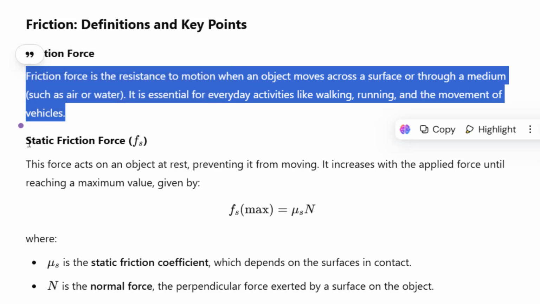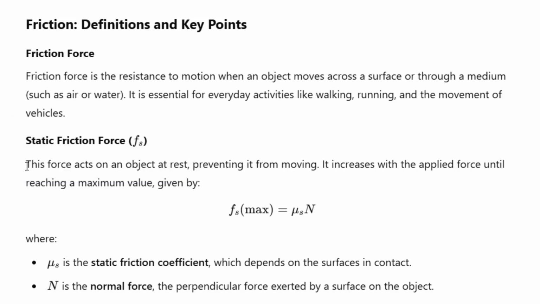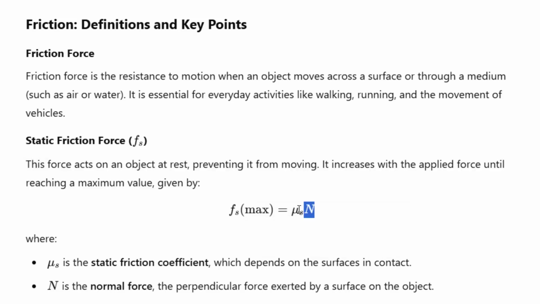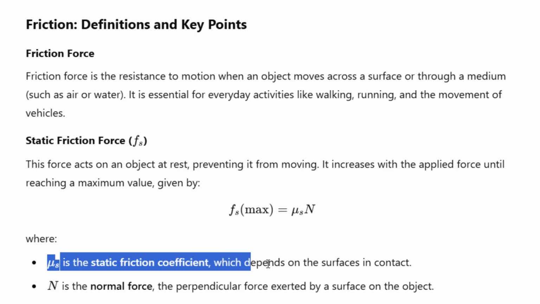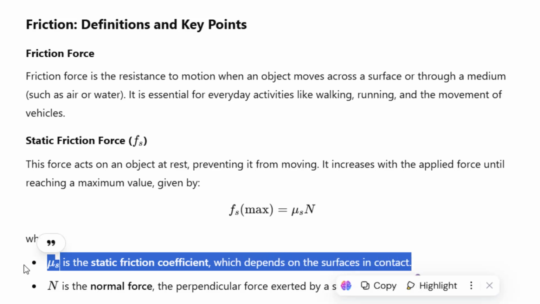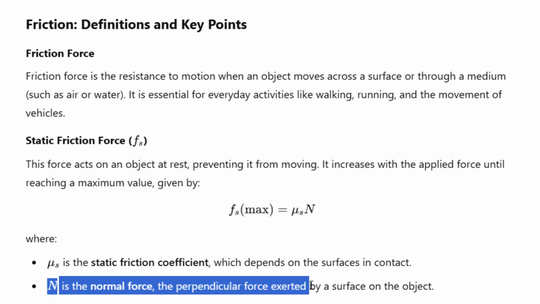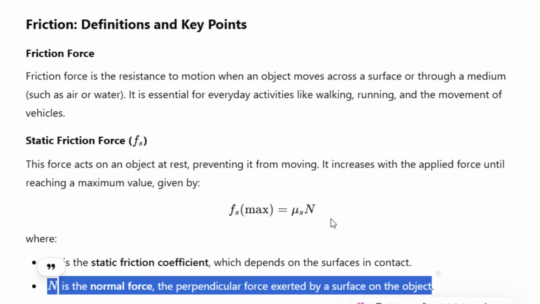Static friction force, Fs. This force acts on an object at rest, preventing it from moving. It increases with the applied force until reaching a maximum value, given by Fs max equals μs N, where μs is the static friction coefficient, which depends on the surfaces in contact. N is the normal force, the perpendicular force exerted by a surface on the object.